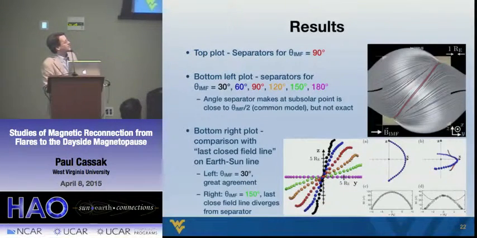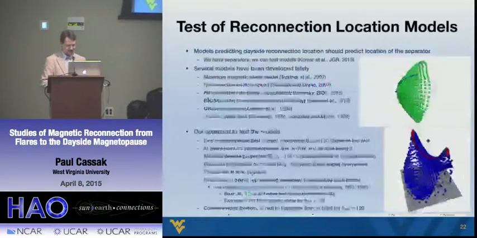So we showed here, the blue dots are the separator we found for 30 degrees, the magnetic field making a 30 degree angle with the dipole field. And the red line is the last closed field line. You can see they agree basically perfectly. So the last closed field line works essentially for northward component IMF. Then this one shows the comparison for southward IMF, for 150 degrees. You can see that right near the subsolar point, they agree pretty well, but the last closed field line diverges from where the separator is. So it's of limited applicability for southward IMF. Something like this, where you're actually tracing the whole separator, is preferable.